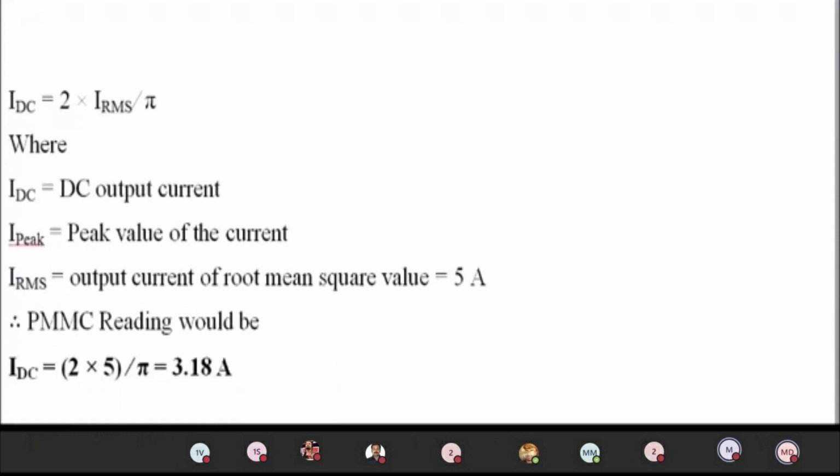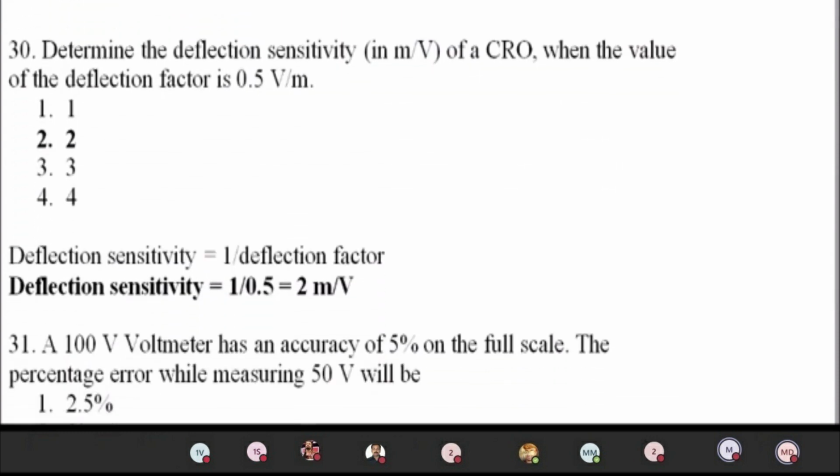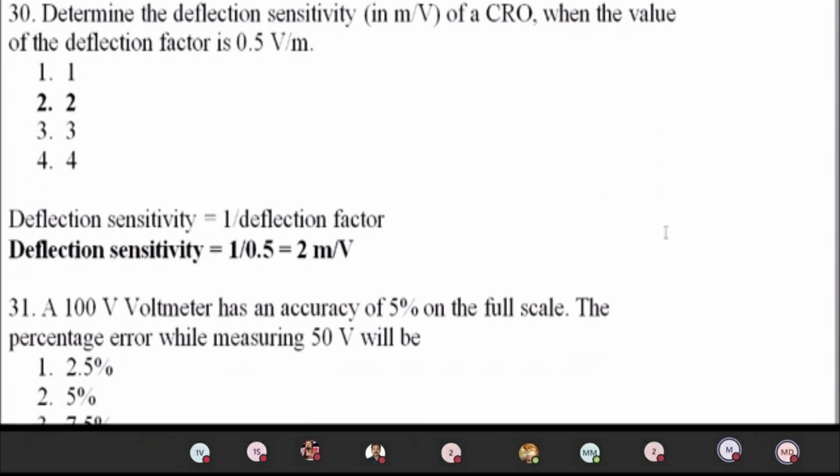Okay, we can discuss the next question. Determine the deflection sensitivity in ohms per volt. So actually it is ohm, since it is a CRO. Deflection sensitivity of a CRO when the value of deflection factor is 0.5 volt per meter. Sorry, 0.45 volt.